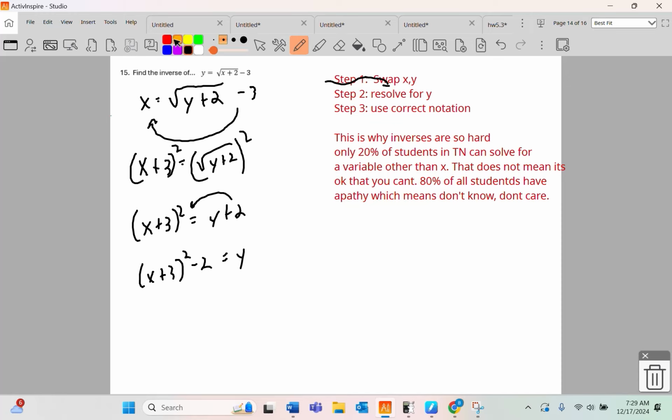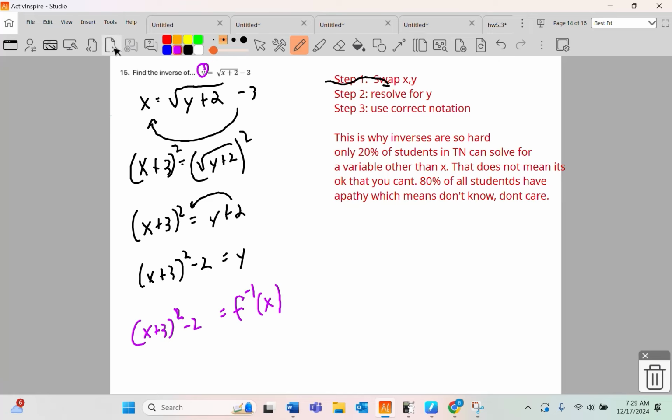Now we're going to use correct notation. The correct notation is to call it the inverse of f of x, because you can't just say it's y. If you just say it's y, well, I already have something called y, don't I? So you need to use the correct notation to let somebody know that it is different. Plain and simple.